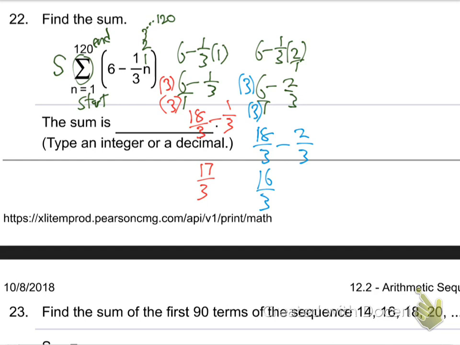Remember what we learned? The number multiplying the n is the common difference. We should have known that. It's going down by 1/3 every time. Of course it is. Remember that earlier observation?